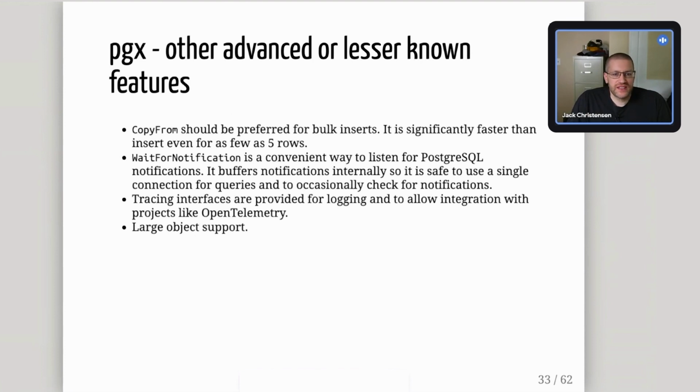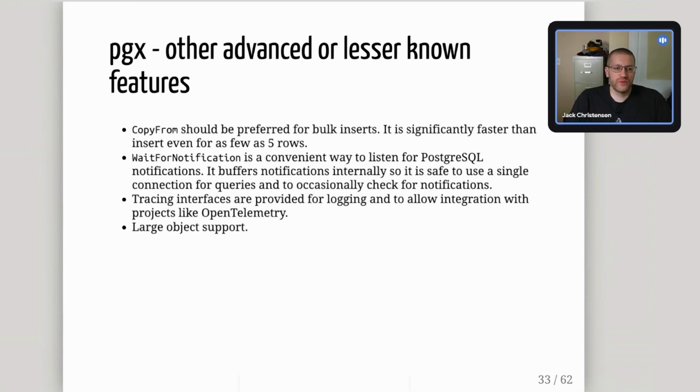So just to cover a few other features of PGX that people might not know too much about. Most people probably are aware of CopyFrom, but what people might not know is just how fast it is and how quickly it gets faster than using insert. In the documentation, I mentioned that it can be faster with as few as 5 rows. I've actually seen it faster with 2 rows, literally a copy with 2 rows versus 2 inserts. So, I mean, that's kind of crazy. So anytime you need to insert multiple rows and you care about performance, you really want to look at CopyFrom.